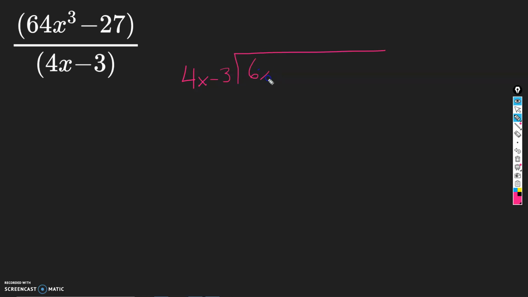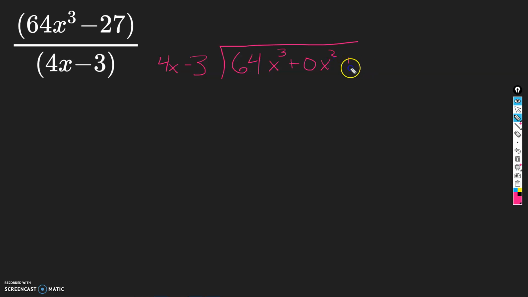64, not 6. Minus 3 goes into 64x cubed. Now there's no x squared terms, and there's no x terms. And then minus 27. So missing terms, just put in zeros as placeholders.